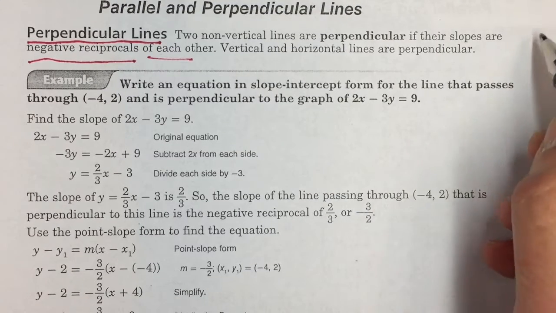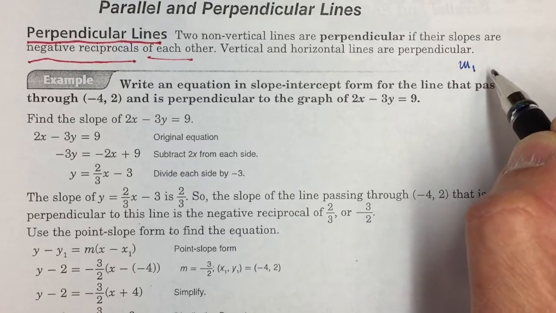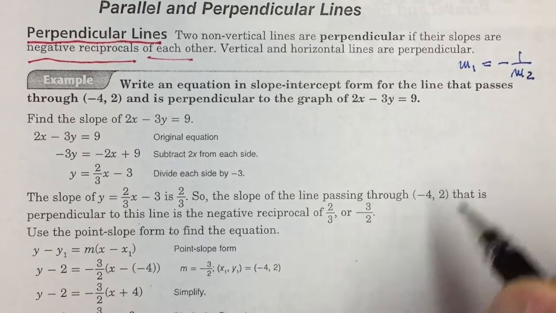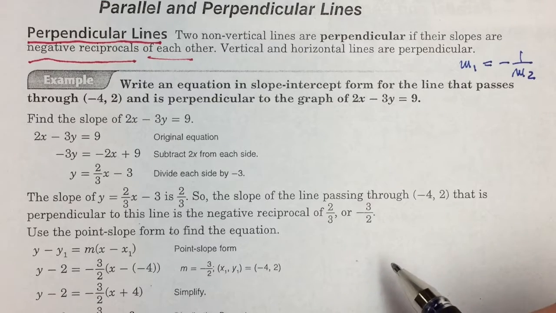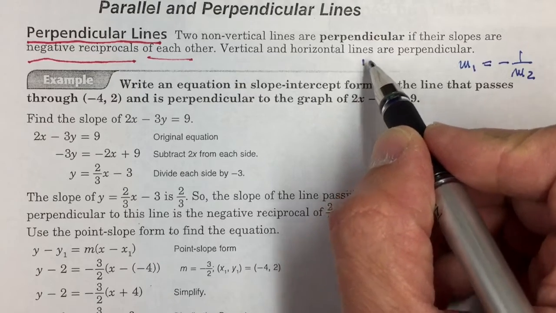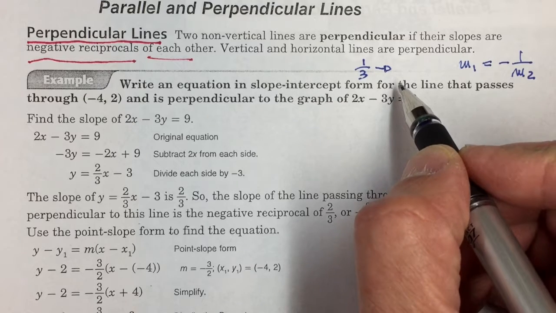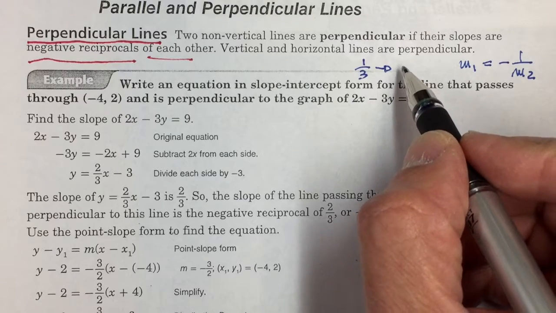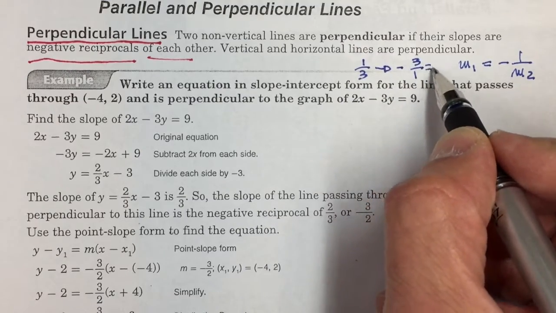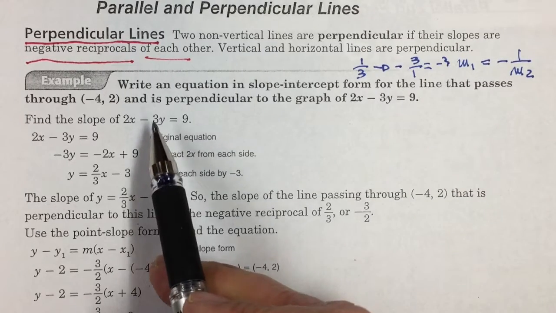For example, if I have one line with slope equal to m1, then the slope of the other line needs to be the negative reciprocal. For example, if I have m of one line equals 1/3, then the perpendicular line is going to have a slope of negative 1 over 1/3, meaning negative 3/1, meaning negative 3. This is the negative reciprocal. Let's go to the first example.